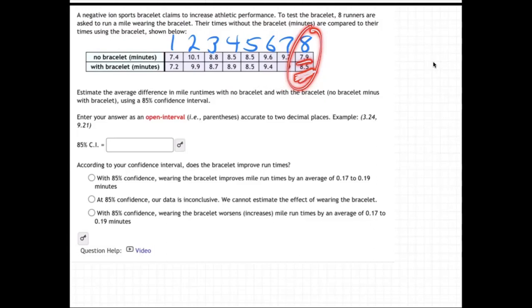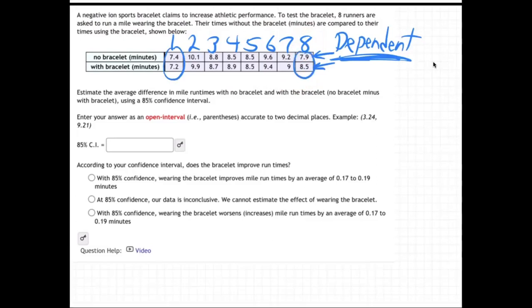This was our test. Now, we need to notice that this is a dependent test. It's not two independent groups, it's dependent. Why? Because the numbers in this row and the numbers in that row are dependent on one another, meaning they're the same person, like the 7.4 and 7.2 here, or the 7.9 and the 8.5. Those are the same person. So they're dependent, they're connected.